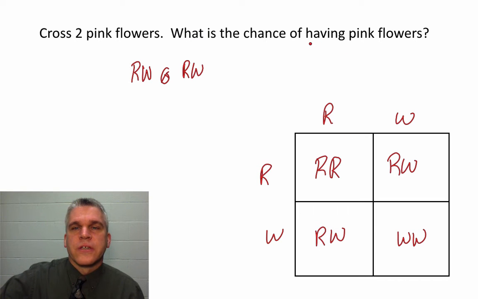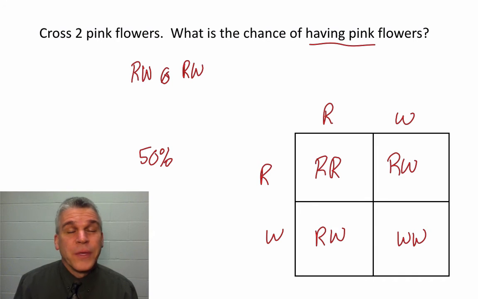So the question is, what's the chance of having pink flowers? So of the four possibilities, we have a 50% chance of having pink flowers. Another way of saying this is if we had a whole field of flowers where the original parents were pink, about 50% of them would be pink, 25% of the flowers would be red, 25% would be white.